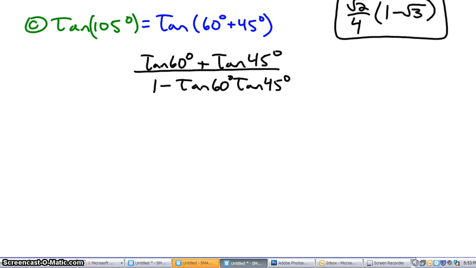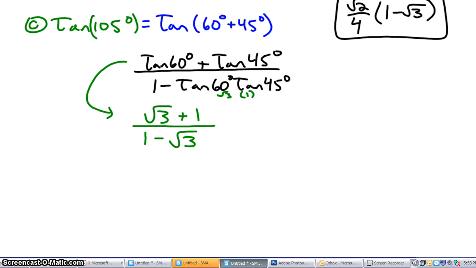The value of tangent 60 will give me radical 3. The tangent of 45 will give me a plus 1. So the numerator looks like the following. Now I will simplify the denominator, leaving me with a 1 minus, and if I look at tangent of 60, which is square root 3, and tangent 45, which is 1, I'll just have a subtraction of radical 3 in our denominator.